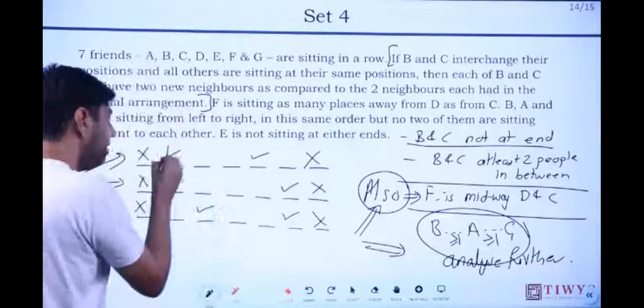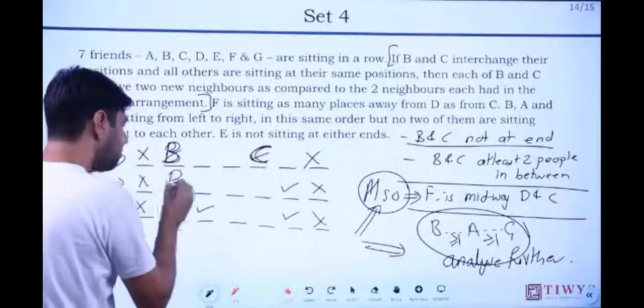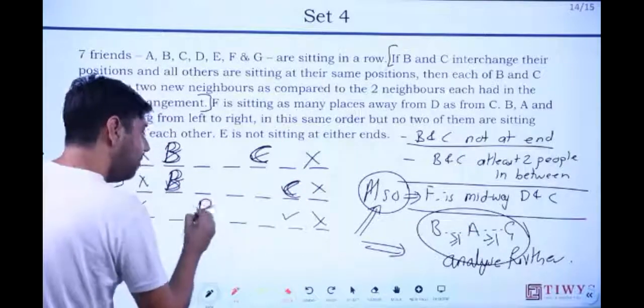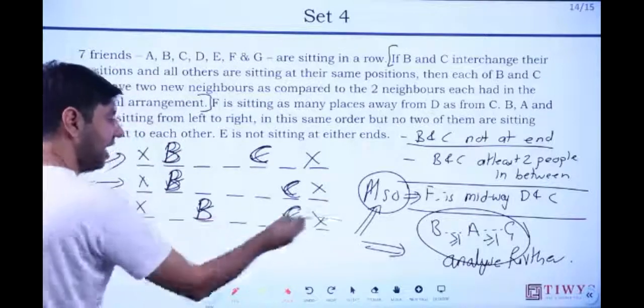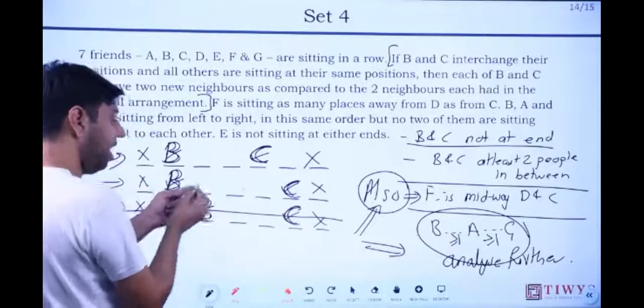So this has to be B. This has to be C. Same way this has to be B. This has to be C. This has to be B. And this has to be C. तो ये तो rule out हो गया. Where will you place A and G? A and G बैठते ही नहीं है. Now where will you place A and G over here? यहाँ तो नहीं भी रह सकते.